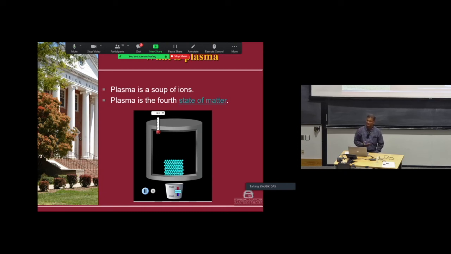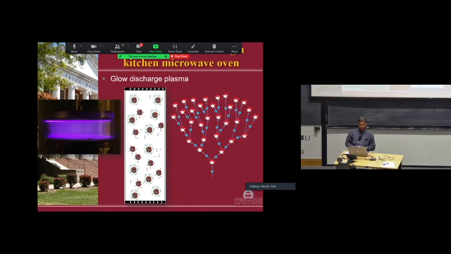Now, if you have a gaseous state and you keep on adding energy, what will happen? Eventually, the electrons will come out of the outer shells. And then it would create a soup of ions, positive and negative ions. There will be recombination and separation also. But if it reaches a steady state, and you keep on supplying energy, then that's the fourth state. It's a soup of ions.